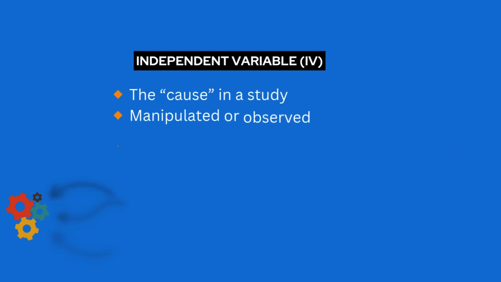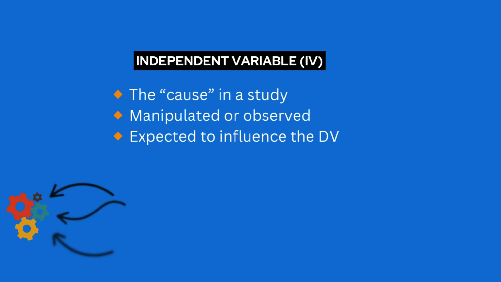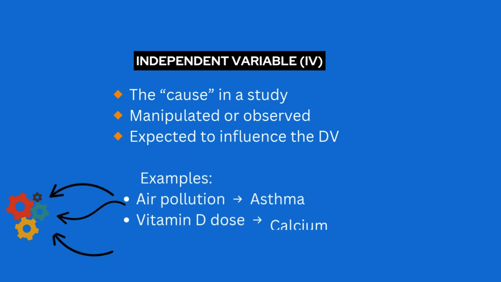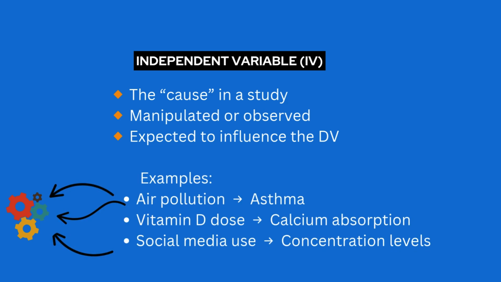So, an independent variable is the one that you change, manipulate, or observe to see its effect on something else. In experimental studies, researchers will actively change the independent variable. Meanwhile, in non-experimental or observational studies, they simply observe it without manipulating it.